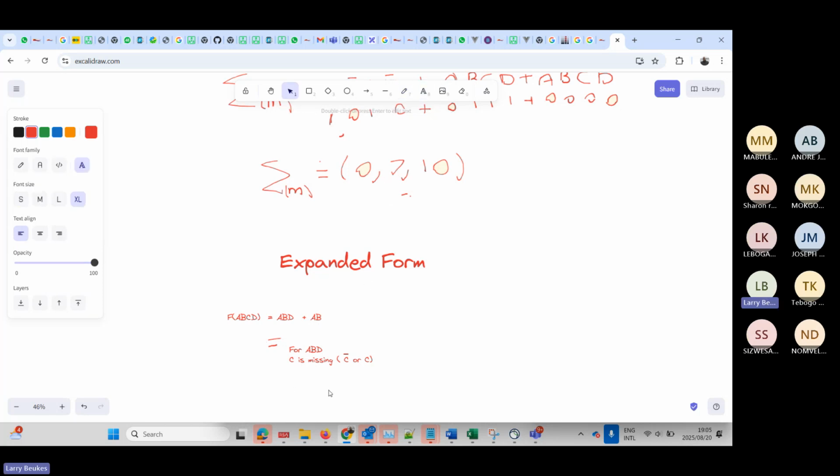Then again here, this is for this one. So now we're going to have two terms for this one. We're going to have A, B, C, D, and then we're going to have A, B, not C, D, right? So we will have A, B, C, D, and again A, B, not C, D.